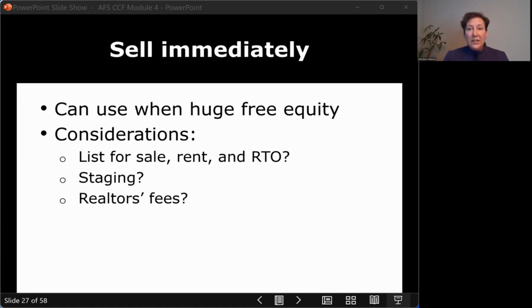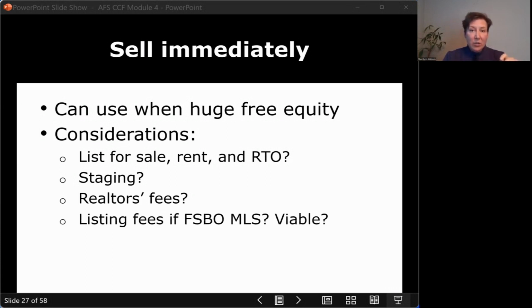And realtors' fees are a consideration if you are listing with a regular realtor. Often you do want to do that if you're trying to sell a property in a flatter market. It's probably a good idea to list it with a realtor, but you can also list it on the MLS through a for sale by owner type site, or if you have a friend who's a licensed realtor but not active, they may be able to do it for you. One caution, two things actually.